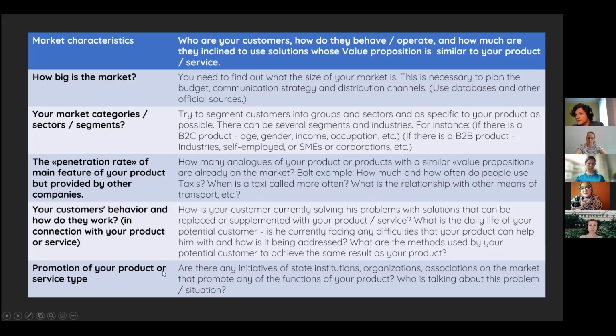And promotion of your product or service type. Are there any initiatives of state institutions, organizations, associations on the market that promote any of the functions of your product? Who is talking about this problem solution? So here I wanted to address the example of electric cars. I think currently you all know about this pollution problem, diesel scandals and so on, and the European Union is very strict on this.